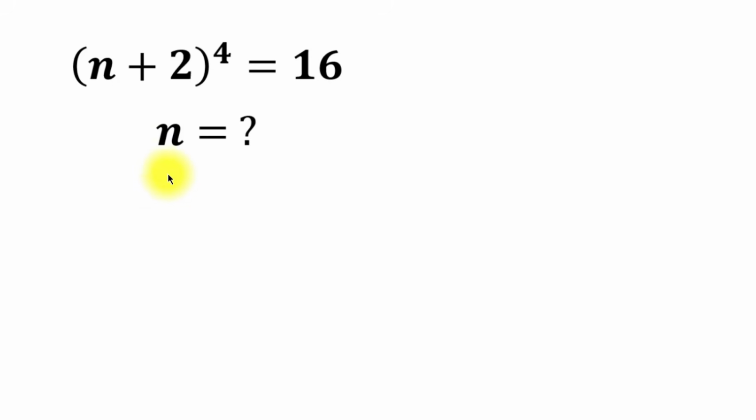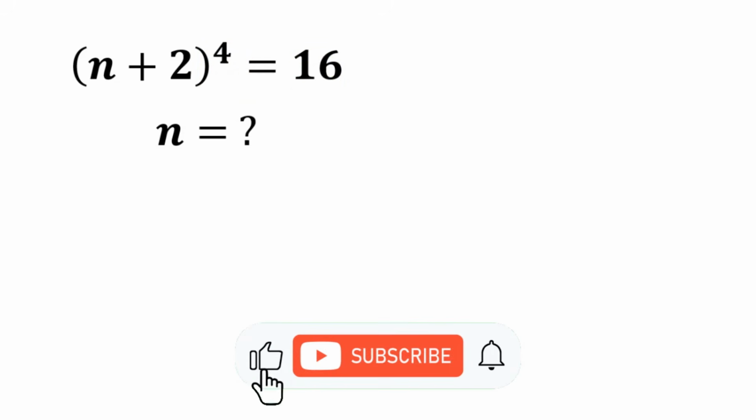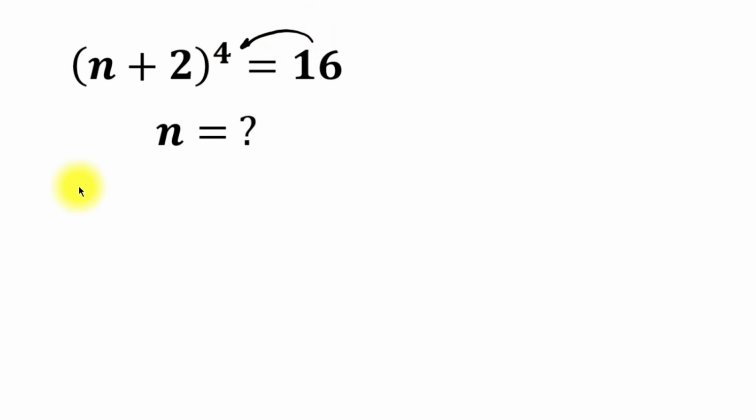What a beautiful math question we have here. We're told to look for the values of n, given that (n + 2)^4 is equal to 16. Well, our first step will be for us to move 16 to the left-hand side. So we have (n + 2)^4, and as 16 crosses to the left, it becomes negative 16. And this is equal to 0.